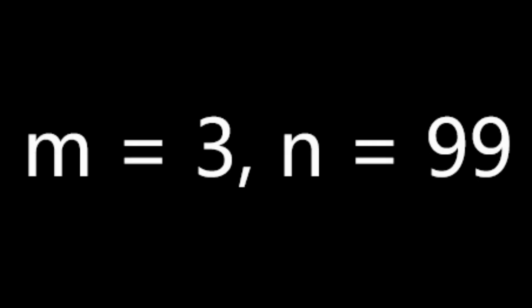Let's try another. M equals 3, n equals 99. So we compare 3 raised to the power of 99 factorial, and the factorial of 3 raised to the power of 99. 3 to the power of 99 is a huge number, about 1.7 times 10 to the power of 47. So the factorial of 3 to the power of 99 has around 8.05 times 10 to the power of 48 digits. And 3 to the power of 99 factorial? With 99 factorial being about 9.33 times 10 to the power of 155, this number has approximately 4.45 times 10 to the power of 155 digits.